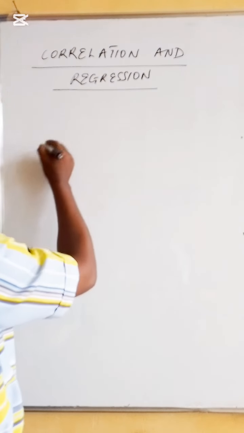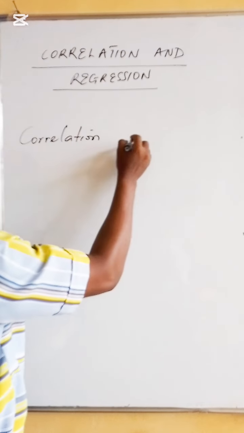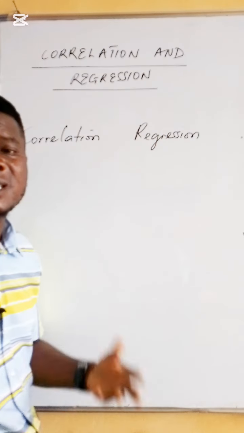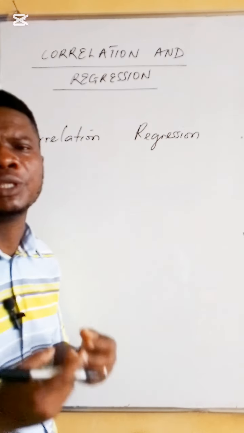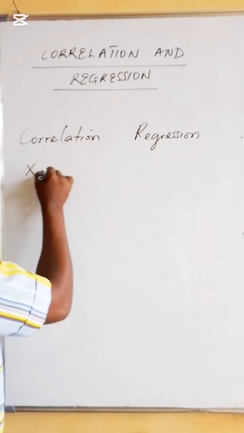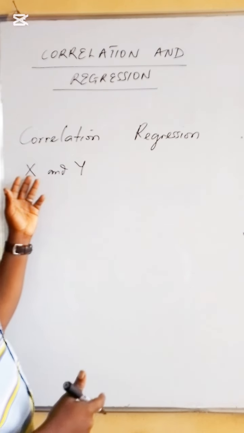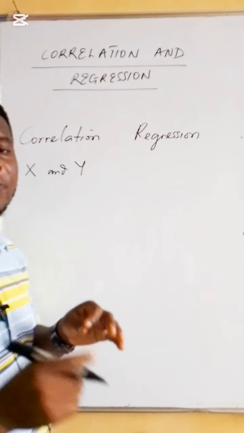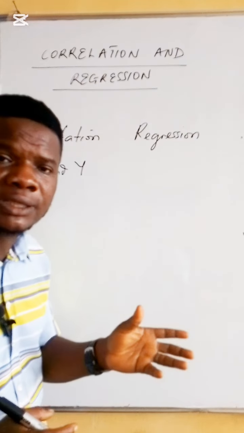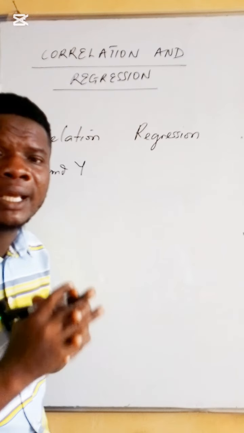So, there are two concepts that make up the topic. One is correlation and the other is regression. Now, these two concepts appear similar, but there is a slight difference between the two. So what does correlation mean? If there are two variables, x and y, the correlation between x and y simply talks about the relationship between x and y in relation to the strength, or the weakness, of the relationship between x and y.